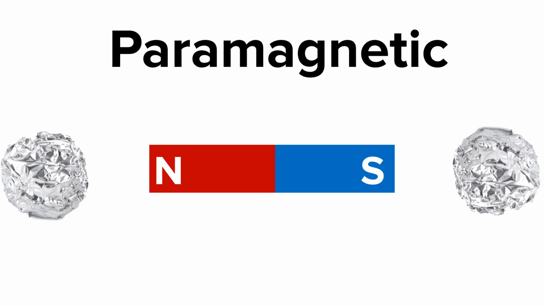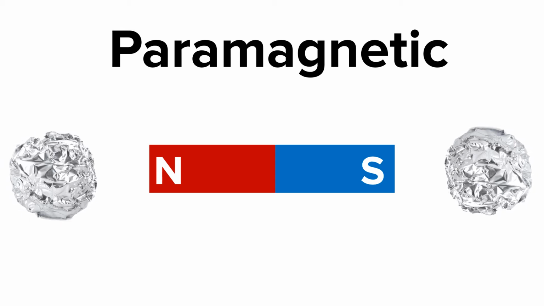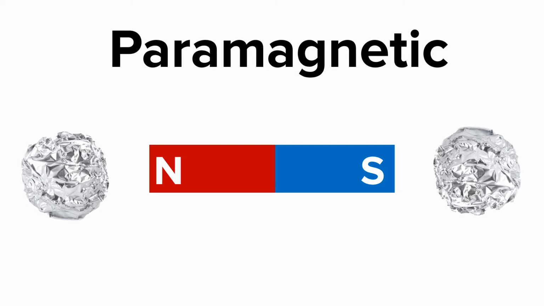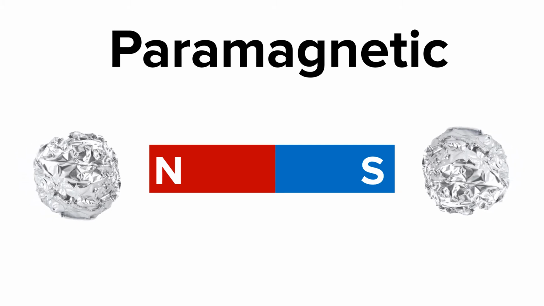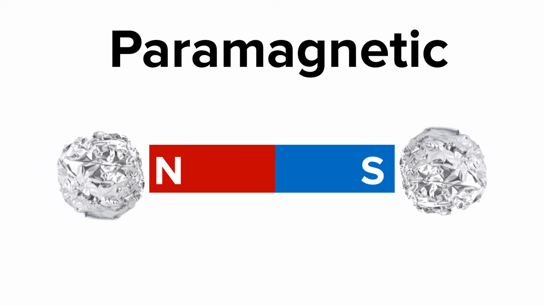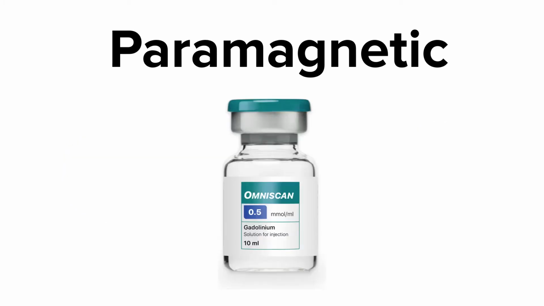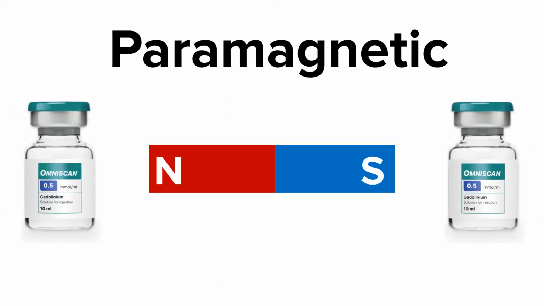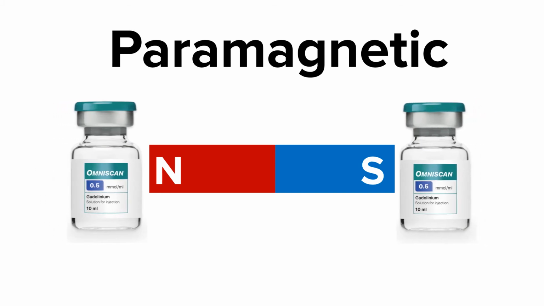Now, paramagnetic material is different than the regular magnetism you're used to. Paramagnetic material is weakly attracted to both sides of a magnetic field. Aluminum is an example of this. However, radiologic technologists commonly use a different paramagnetic material. Radiologic technologists use the paramagnetic contrast media gadolinium in some of our MRI exams. And again, paramagnetic material is weakly attracted to both sides of a magnetic pole.